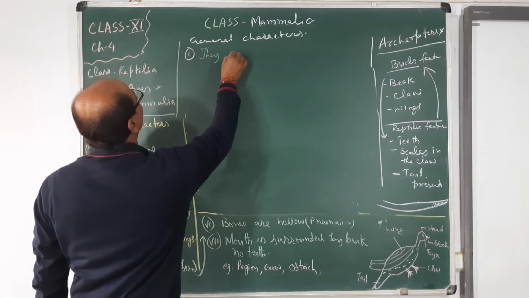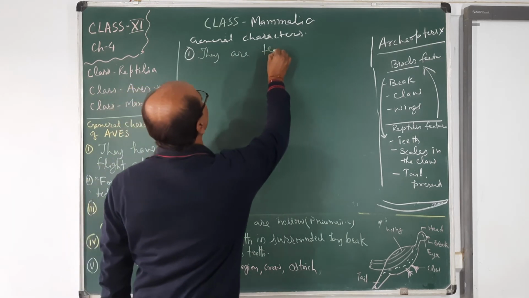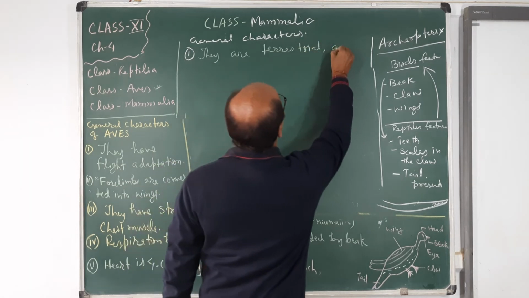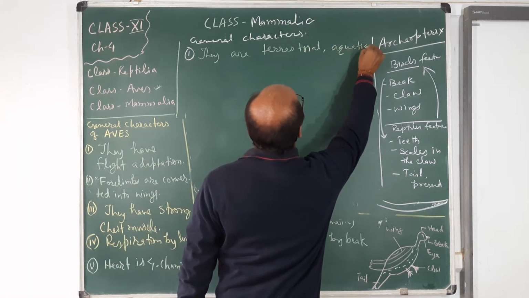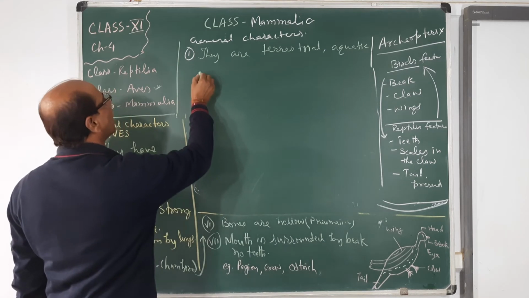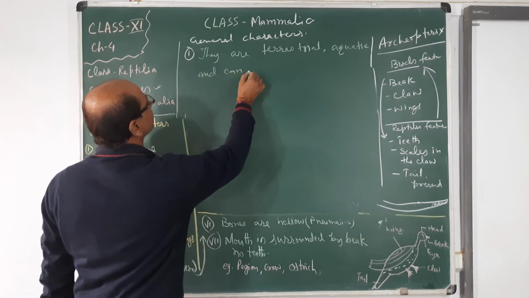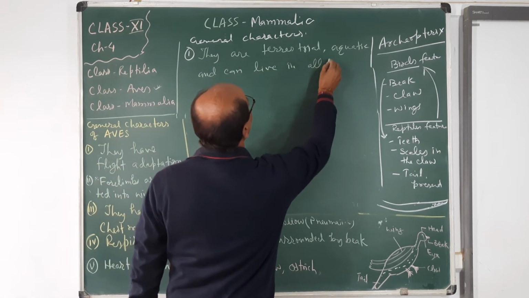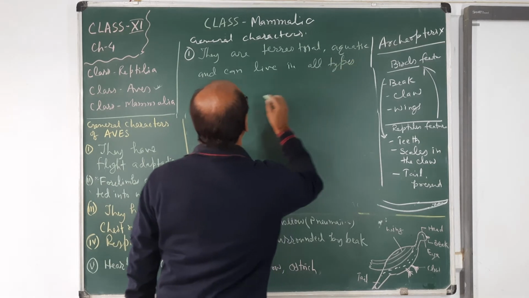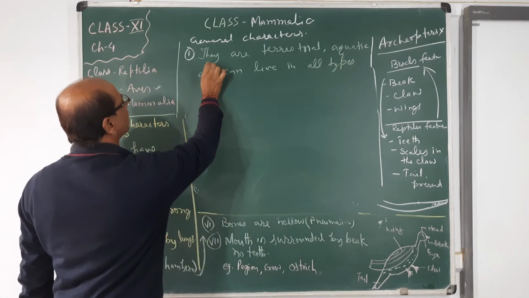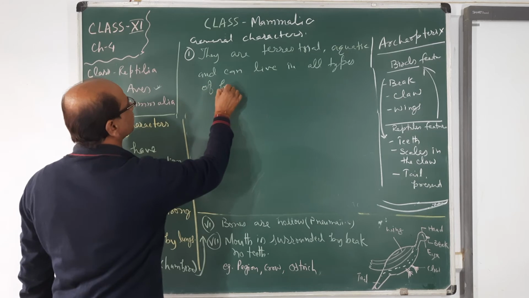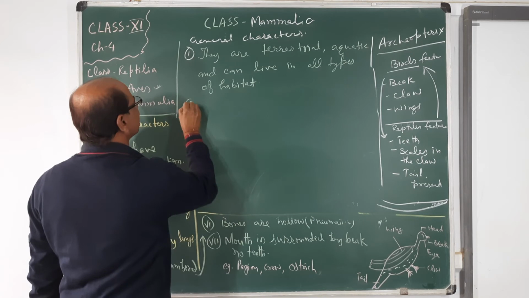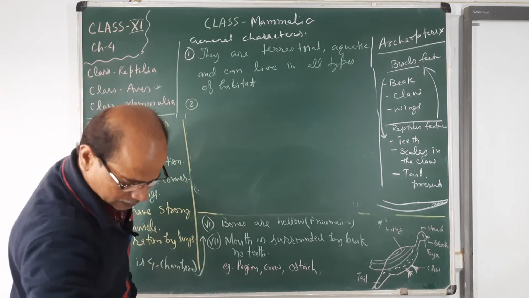They are terrestrial, few are aquatic also, and can live in all types of habitat. Types of habitat means they are able to adapt themselves to live in different places.